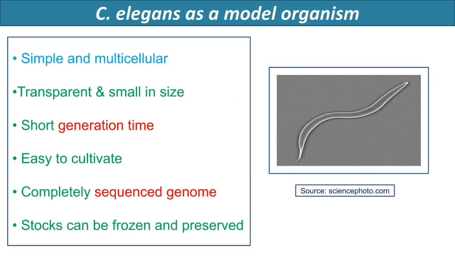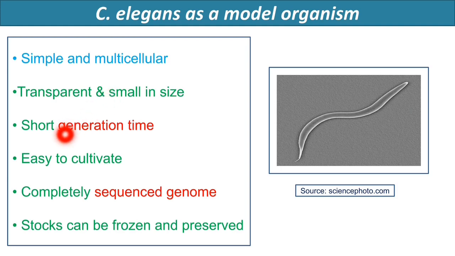Here we will discuss why C. elegans is used as a model organism. C. elegans is studied as a model organism for a variety of reasons. Here I have mentioned a few of those. As we know, it is a multicellular organism that is simple enough to be studied in great detail. Second, C. elegans is transparent, which facilitates the study of cellular differentiation and other developmental processes in the intact organism.